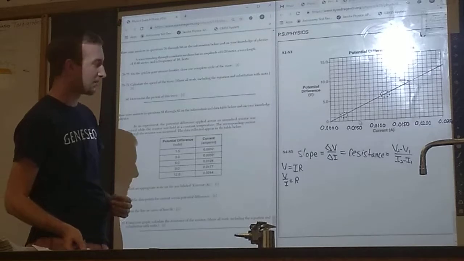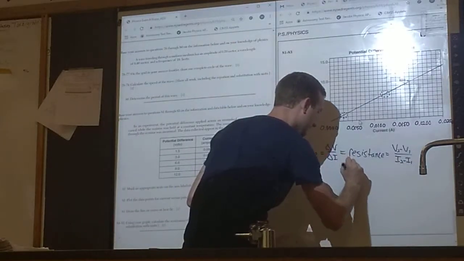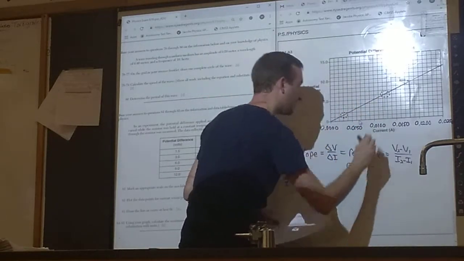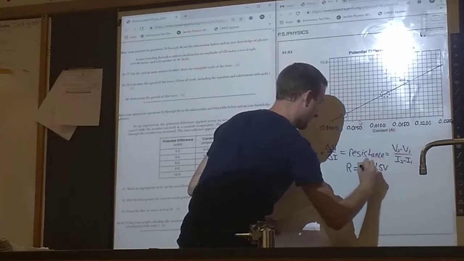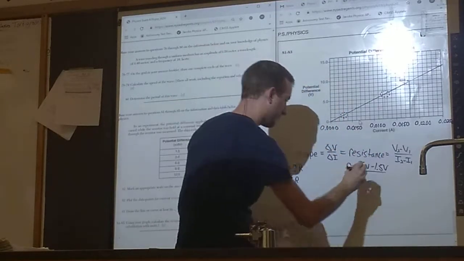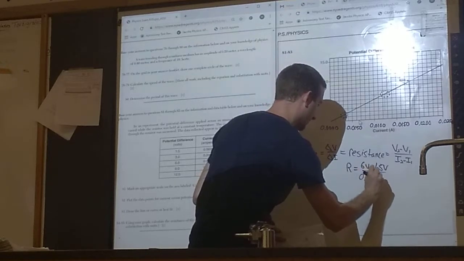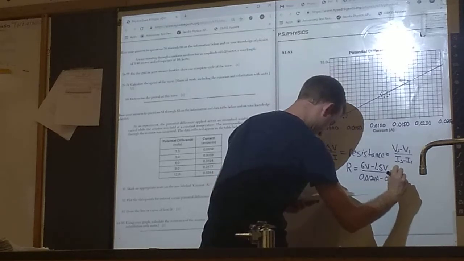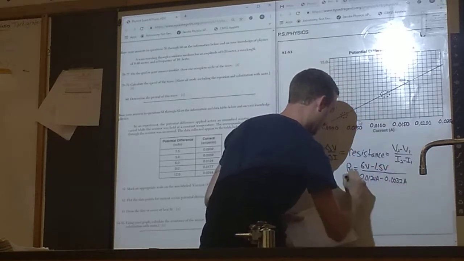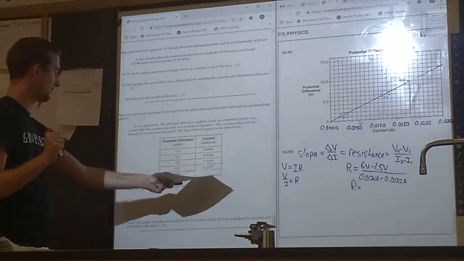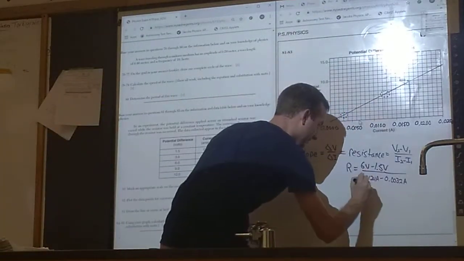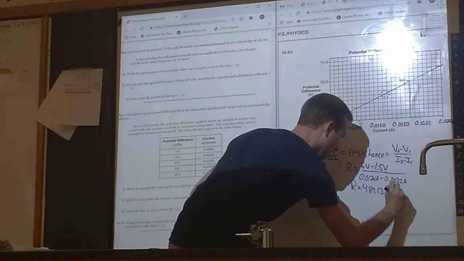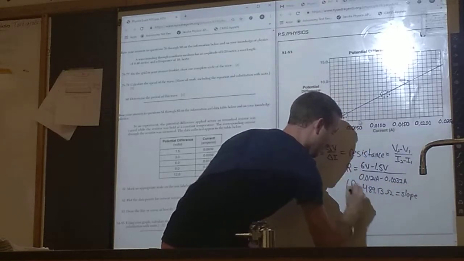Anyways, I'm going to take those data points, I'm going to plug those into my equation. R equals, okay, so the voltage here is 6 volts minus 1.5 V. Now I'm going to plug in the currents for those 2 points, 0.0124 A minus 0.0032, is that right, A? Yep, that's right. And I come up with a resistance of 489.13 ohms. That's also the slope of this graph.